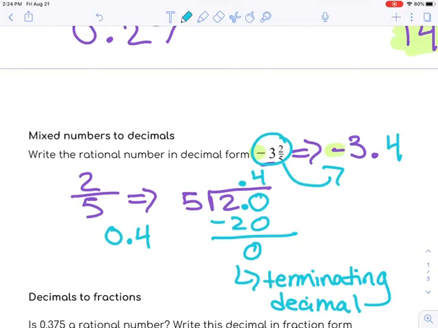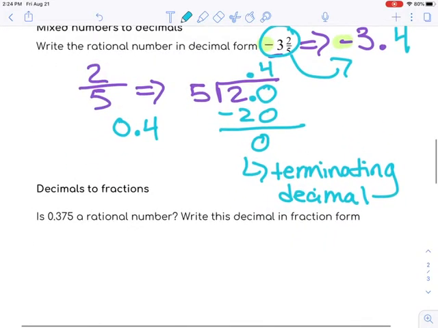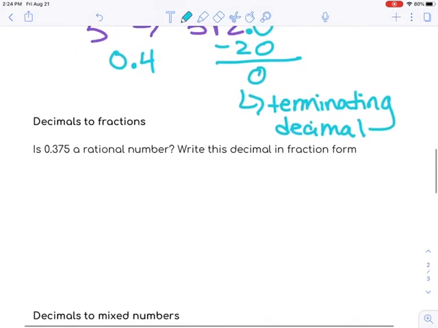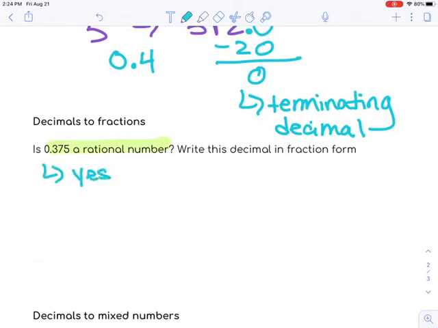So now that we know how to go from fractions to decimals, let's try going from decimals into a fraction. So first, is 0.375 a rational number? Yes, this is a rational number, and we know it's rational because this decimal is a terminating decimal. It ends, which means we can write it as a fraction. So how do we do that?